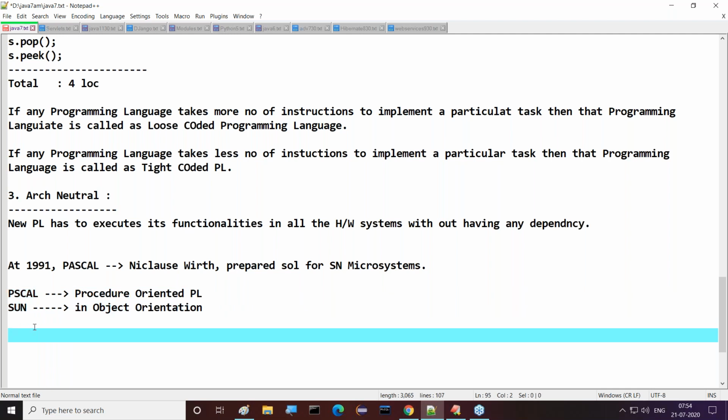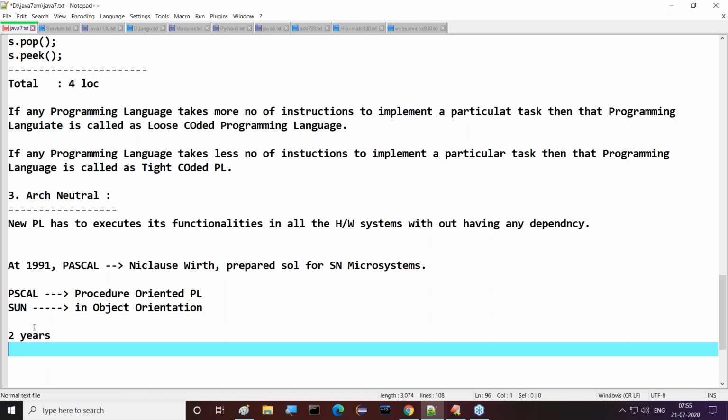Then afterwards, Sun Microsystems started their own implementation to prepare this new programming language. They took nearly 2 years to complete the new programming language.